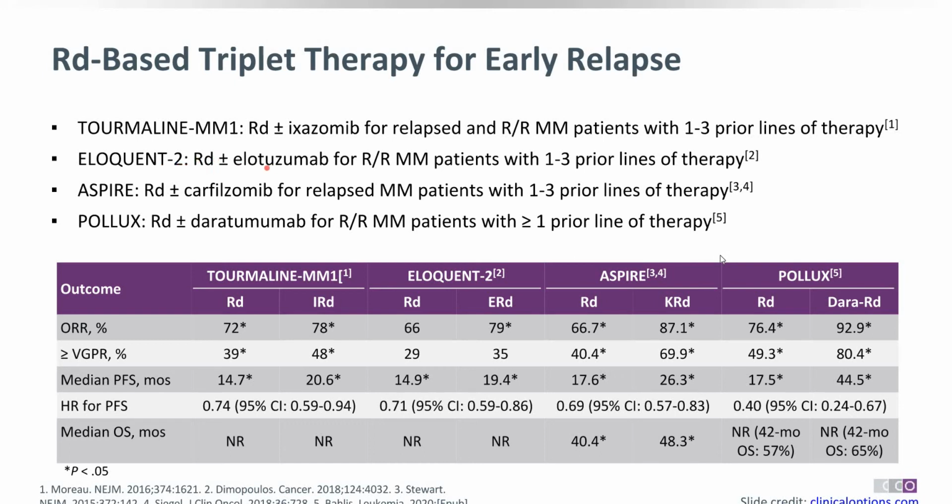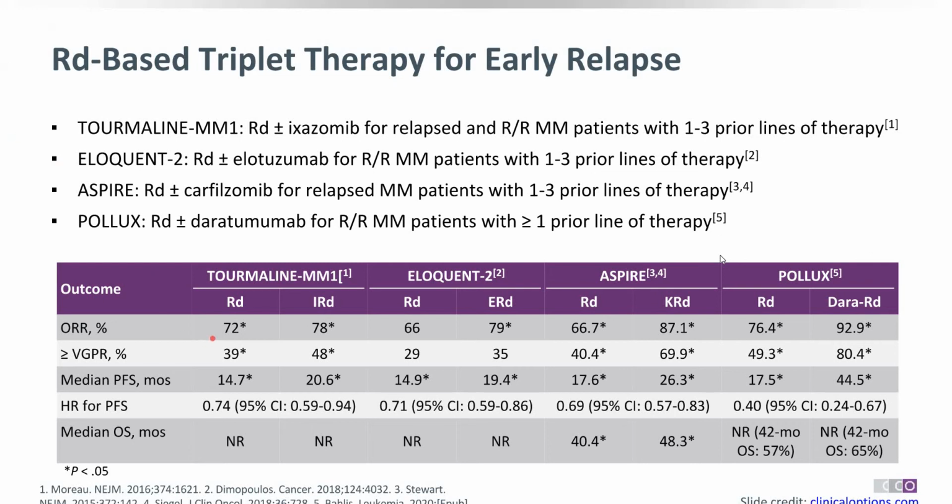Eloquent 2 was for lenalidomide refractory, and this is for bortezomib refractory patients. So in the Aspire study they have combined carfilzomib. In Pollux they have combined daratumumab. So these are the 4 landmark trials for this clinical subset where we have earlier used bortezomib: Tourmaline, Eloquent 2, Aspire, Pollux.